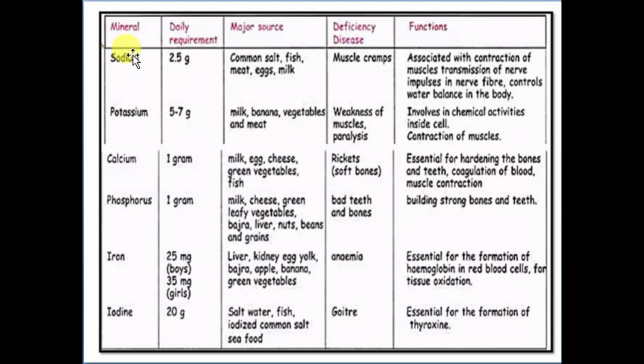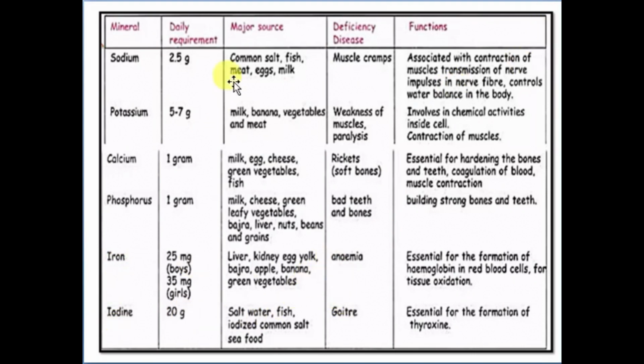So deficiency of sodium can cause muscle cramps. Deficiency of potassium can cause weakness of muscle and paralysis. Deficiency of calcium can cause rickets. They can soften the bones. Then deficiency of phosphorus can cause bad teeth and bones, yellowing of teeth. Then we have iron. Iron deficiency will cause anemia, and iodine deficiency will cause goiter.